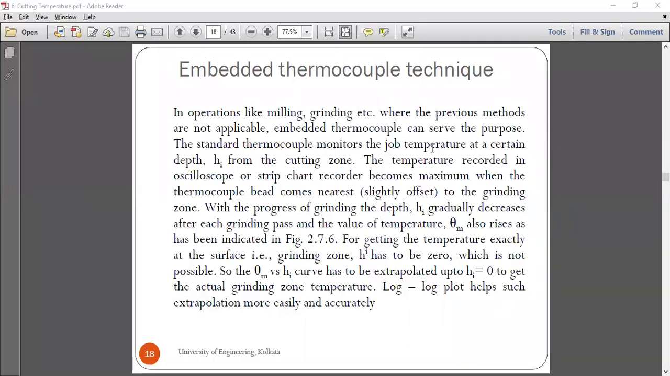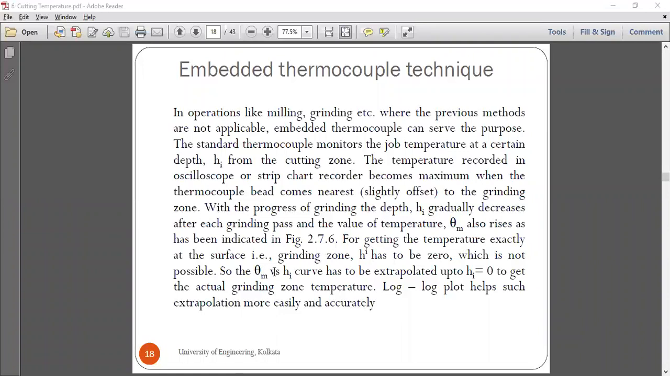A standard thermocouple monitors the job temperature at a certain depth, HI, from the cutting zone. The temperature recorded in the oscilloscope or strip chart recorder becomes maximum when the thermocouple bead comes nearest, slightly offset to the grinding zone. With the progress of the grinding depth, the HI gradually decreases. After each grinding pass, the value of the temperature, theta m, also rises. Now, for getting the temperature exactly at the surface, that is at the grinding zone, HI has to be 0, which is not possible.